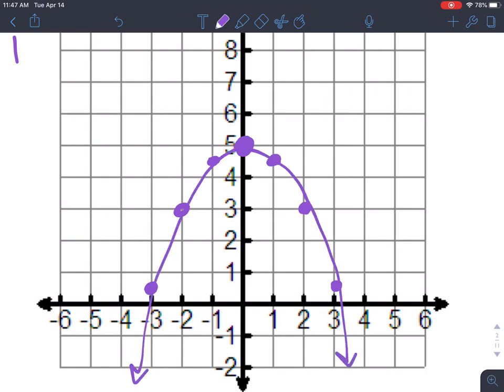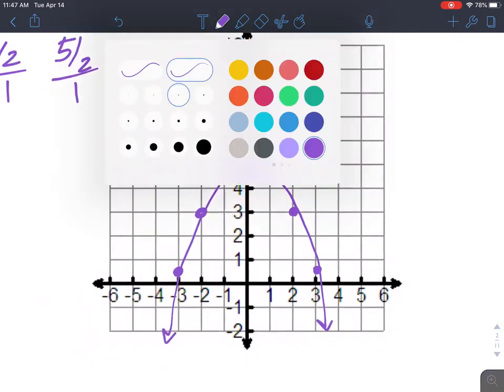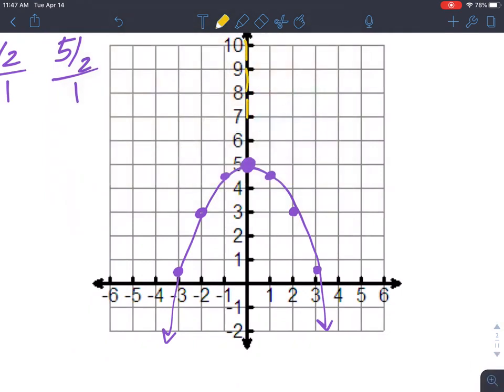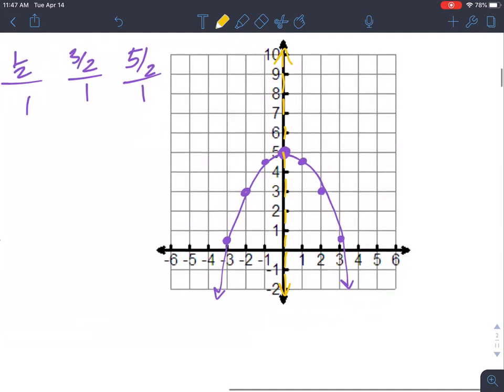Perfect. Okay. Now, last 2 pieces, guys, or 3 pieces, I guess. I'll do it in yellow. The first thing I'm going to do is draw in my axis of symmetry. So I sketch that in. The second piece I'm going to do is my focus and directrix.